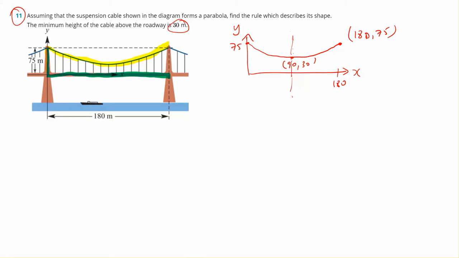Okay, I've got 3 points, so we can get a quadratic equation. Your model would be y equals ax squared plus bx plus c. You'll have to use polynomial form. 3 points, 3 equations.